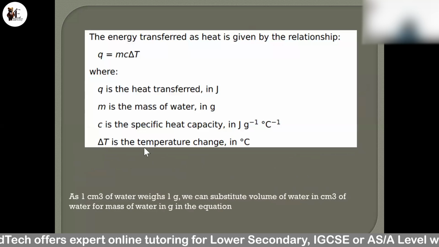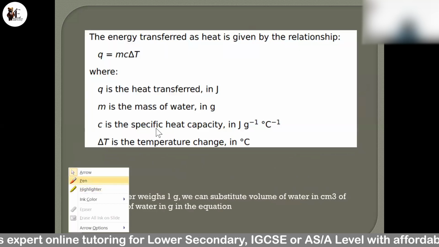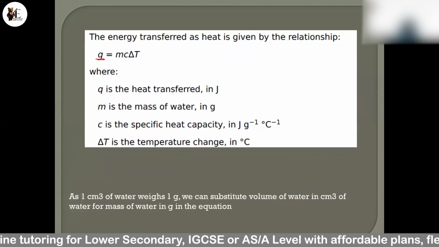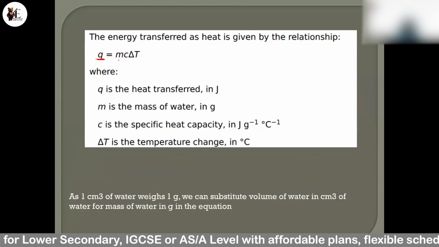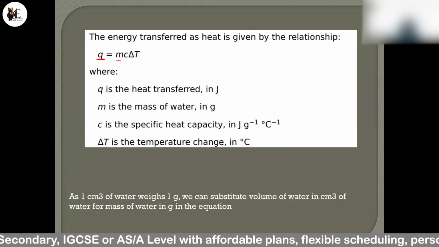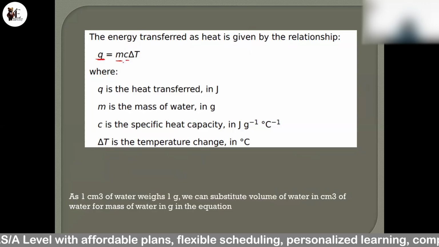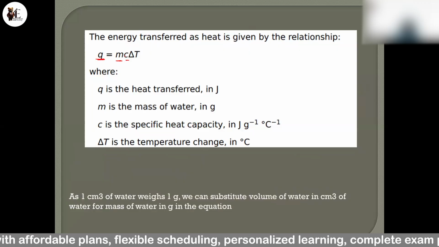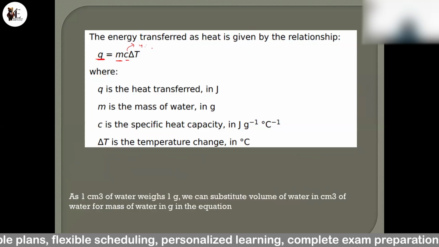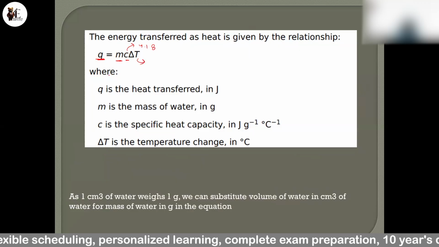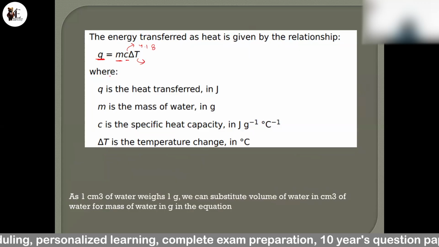There's a formula Q = mcΔT, which you have to use in the numericals, where Q is the heat transfer in joules in the calorimeter, m is the mass of water in grams, c is the specific heat capacity in joules per gram per degree Celsius. If it is not given, you will take it as 4.18. ΔT is the change in temperature in degrees Celsius.